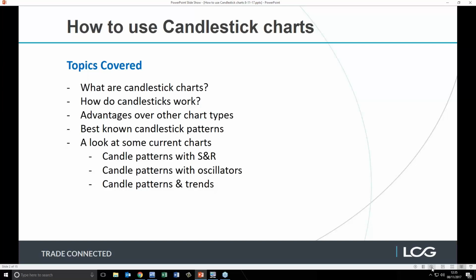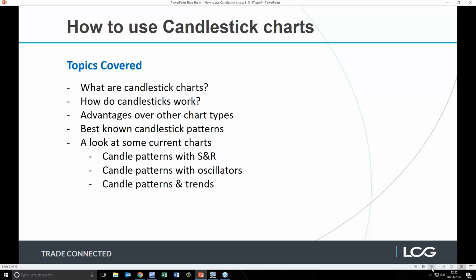The best known candlestick patterns. Again, we've only got limited time today, so I'm choosing the ones that, in my experience, are the most useful to use, but obviously there is a really wide gamut of patterns out there, and that's probably some of those more exotic patterns, if you like. Maybe that's a source for a future webinar, but not today. And then we're just going to go through some current price charts.